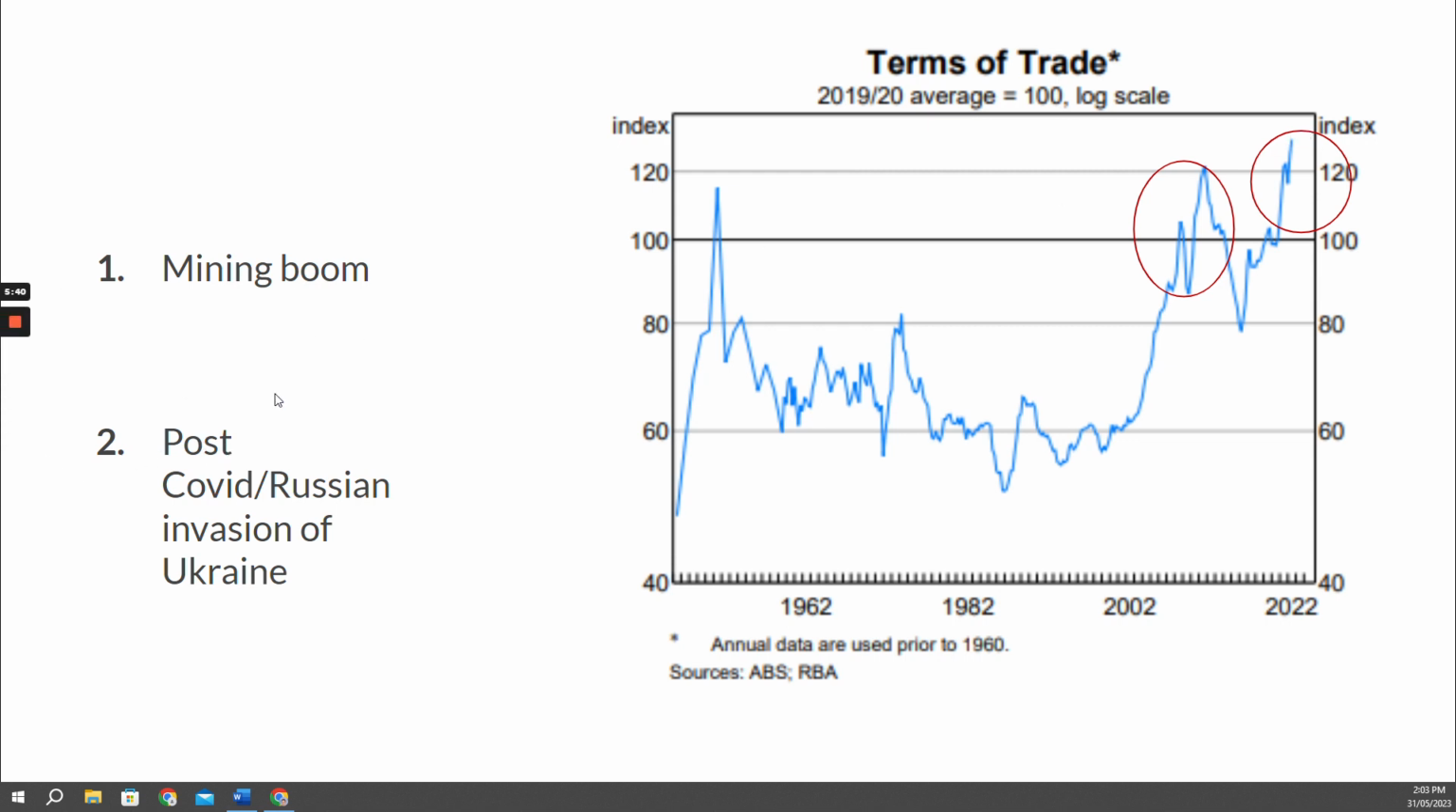Before I stop this video, we probably should say that imports tend to be relatively stable in Australia. The price of our imports tends to be relatively stable, and therefore it's mainly commodity prices that drive the terms of trade. In the next video, we'll go through those factors.